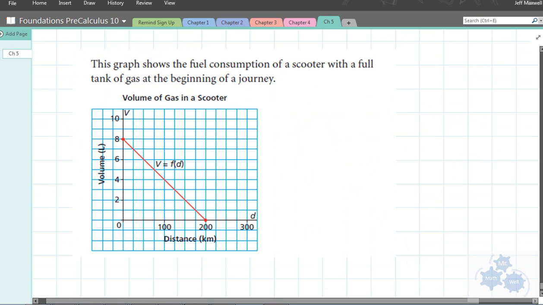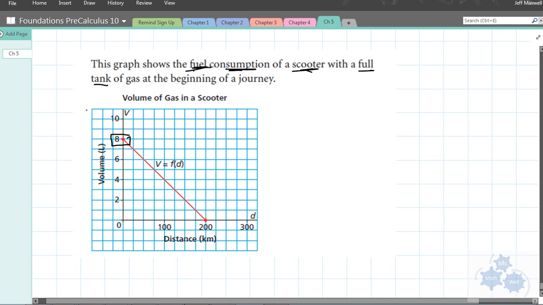So if you look at this graph, this is another graph in your textbook. It says this graph shows the fuel consumption, that's how much gas is used, of a scooter with a full tank of gas at the beginning of a certain journey. All right? So again, from this graph, we can tell that at the beginning, there are 8 liters of gas in the scooter. And it says the tank is full.